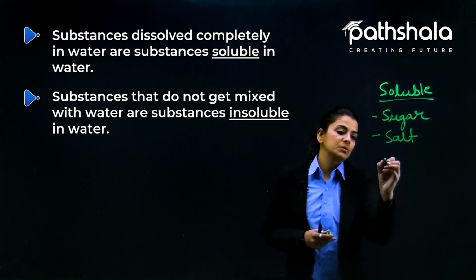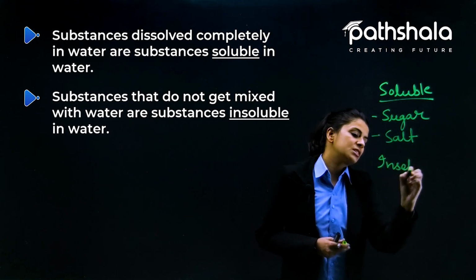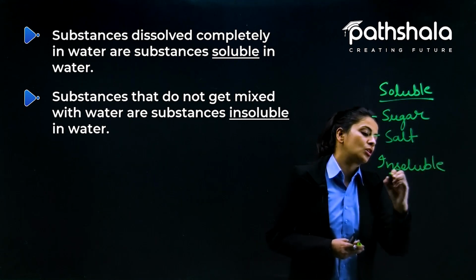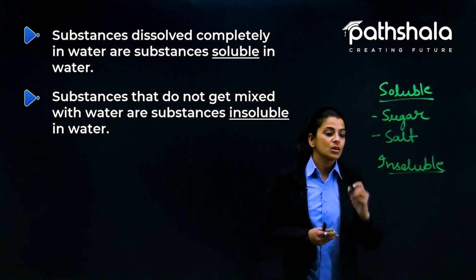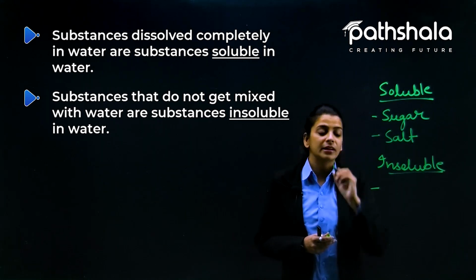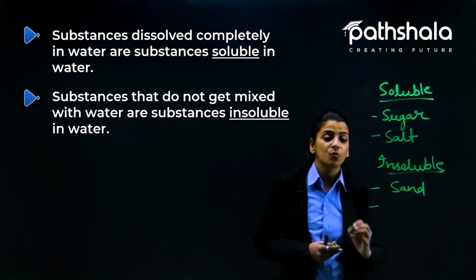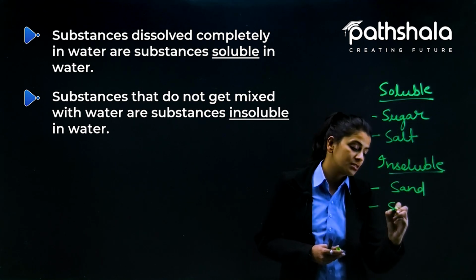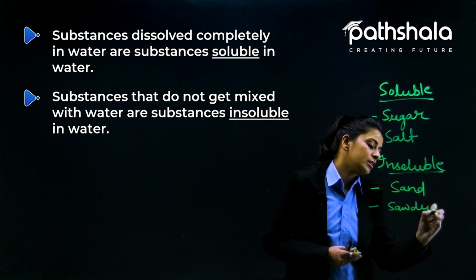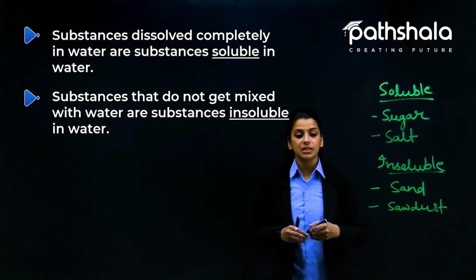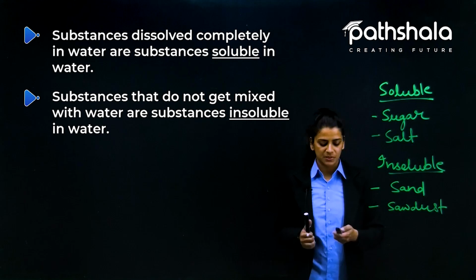Next we have insoluble substances. So insoluble substances कौन से होते हैं जो बिल्कुल भी soluble नहीं होते हैं? So such type of substances we studied about: sand. Sand का हमने example देखा था. Also we saw the example of sawdust. So these were the examples of insoluble substances.